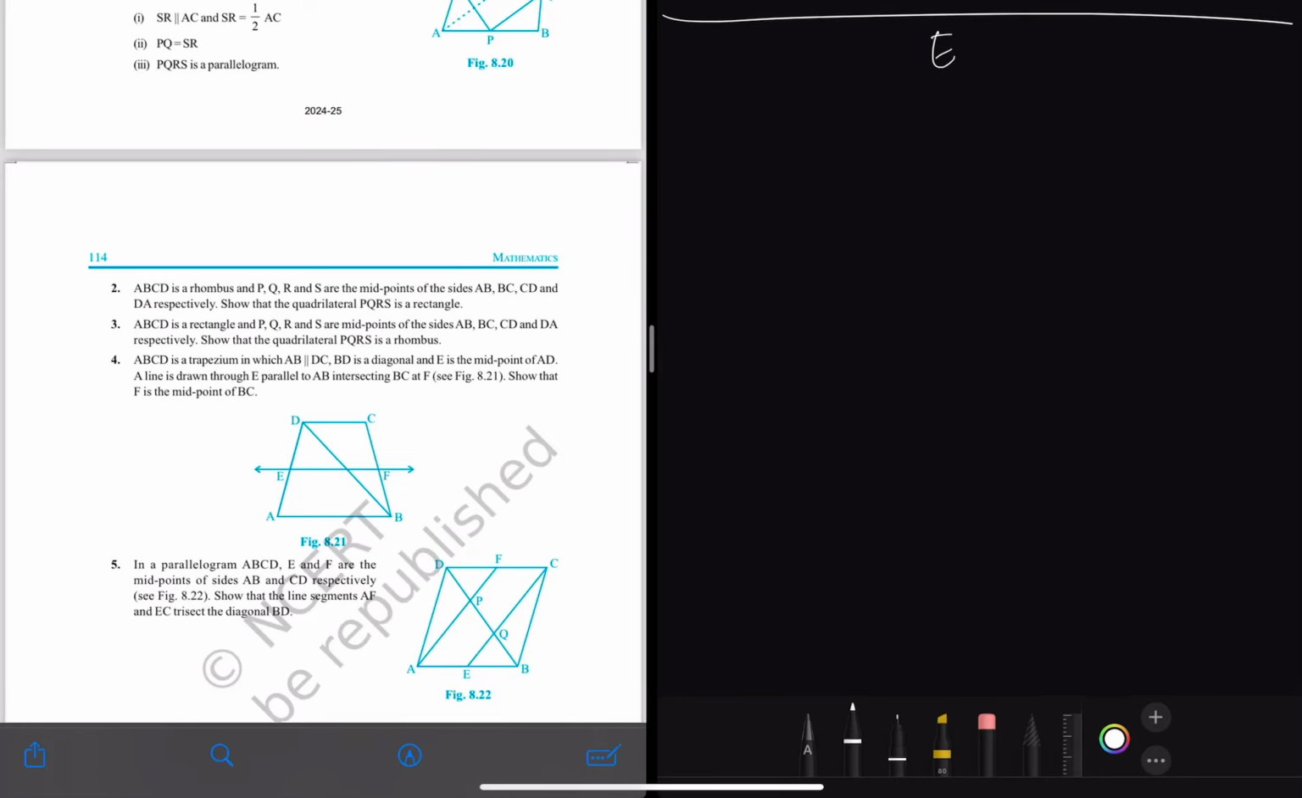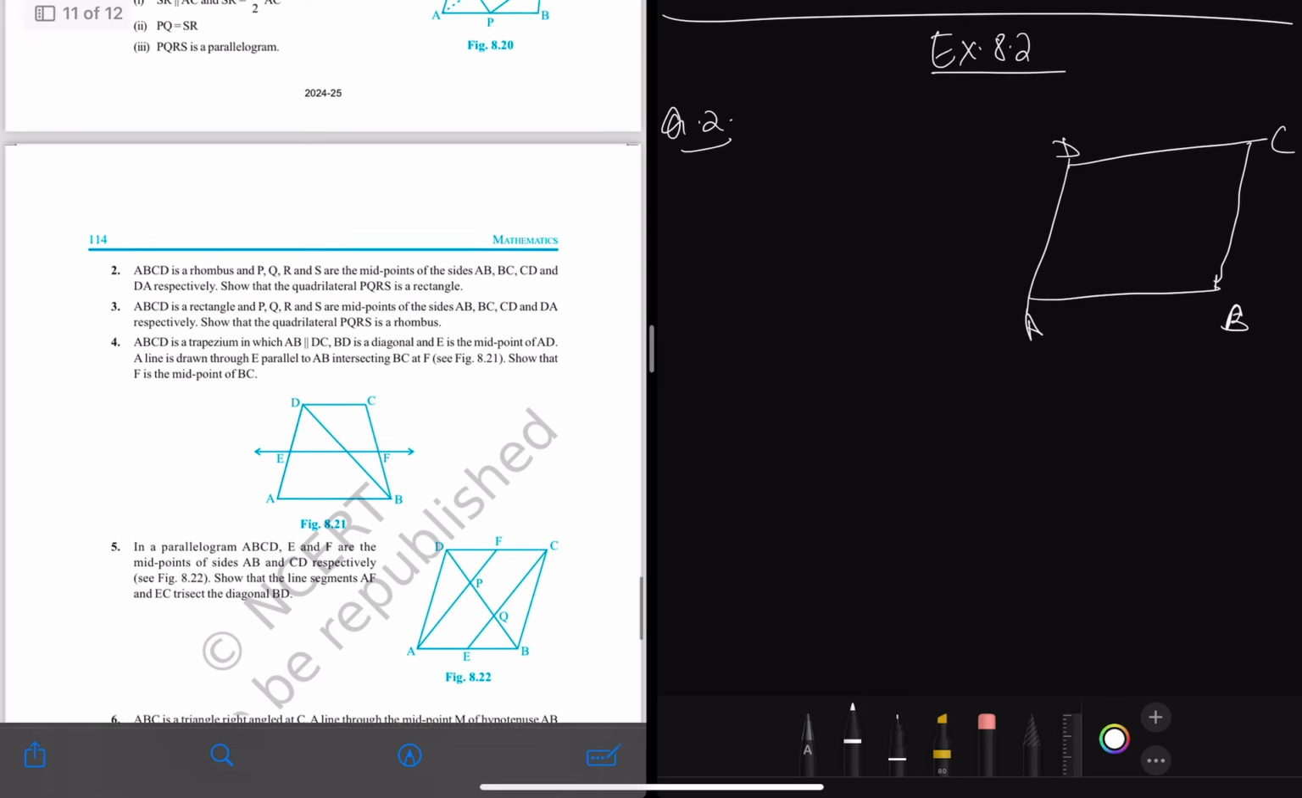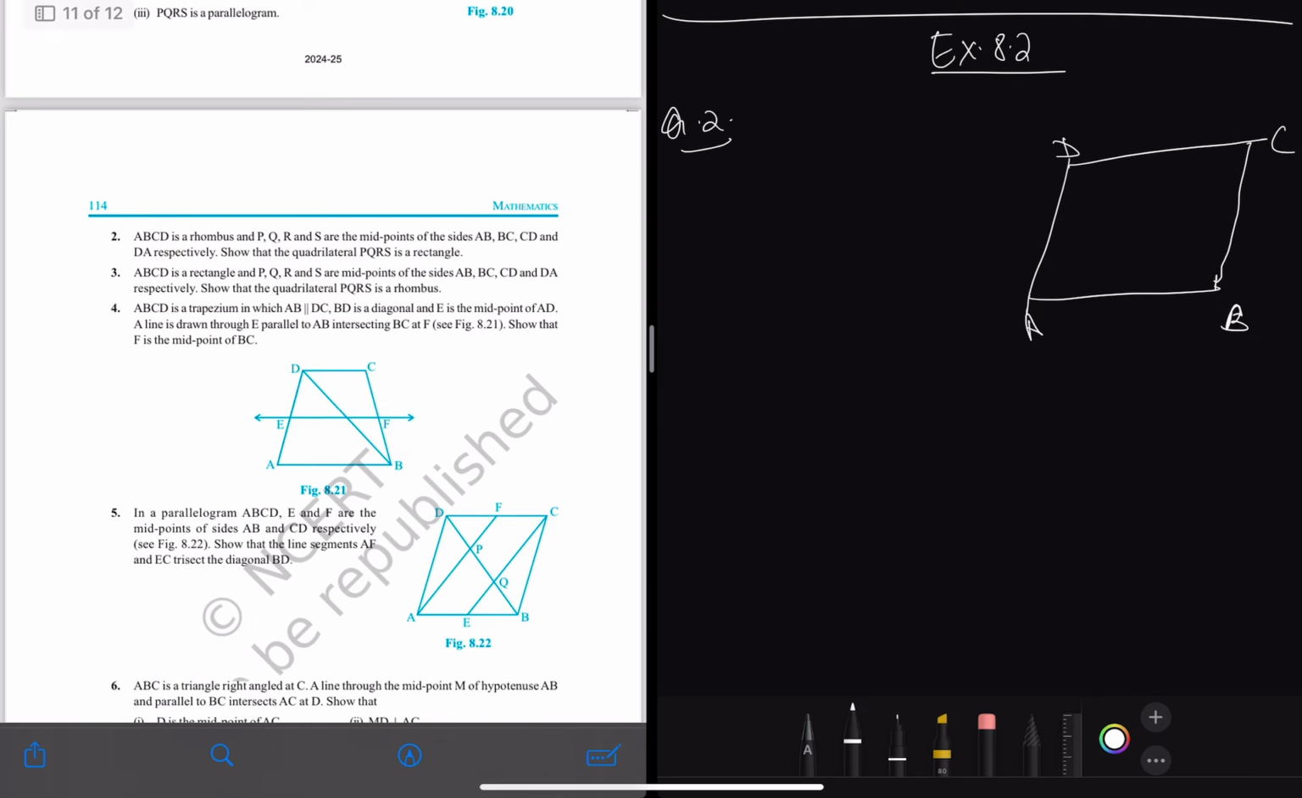Hello students, in this video we will start with exercise 8.2 question number 2. Here you are given that ABCD is a rhombus. Let's first draw. Let's say that this is A, this is B, this is C and D. ABCD is a rhombus. PQRS are the midpoints.